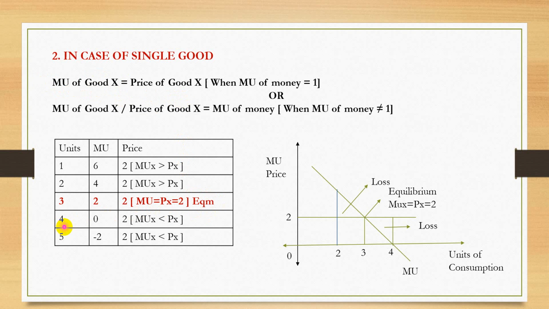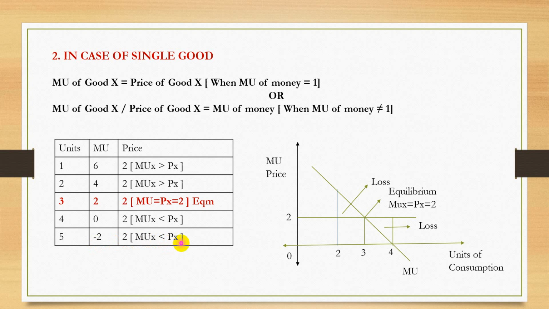Now the next is 4 units. What do you find? MU is 0, price is 2. So MUx is less than Px. Fifth unit, what do you find? MU is negative, price 2. So MUx is less than Px.